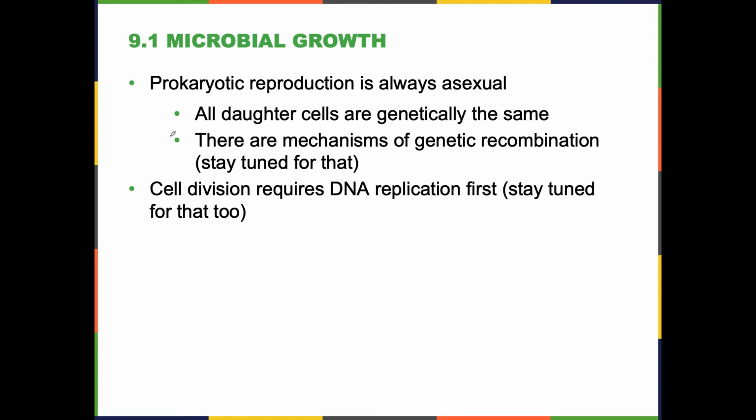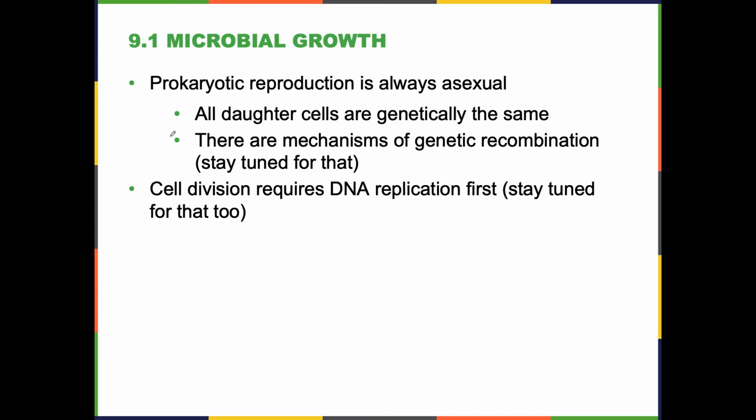When it comes to prokaryotes, reproduction is always asexual, right? So they don't really do any sexual reproduction, which means then that all daughter cells are genetically the same. The cell before it divides is called the parental cell or the parent cell. And then after dividing, we have two daughter cells, right? And because reproduction is asexual, all daughter cells are genetically the same.